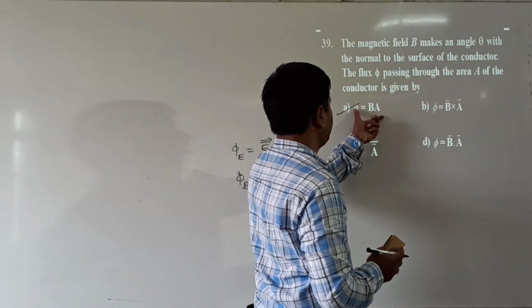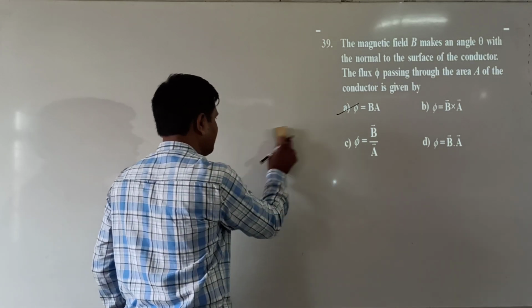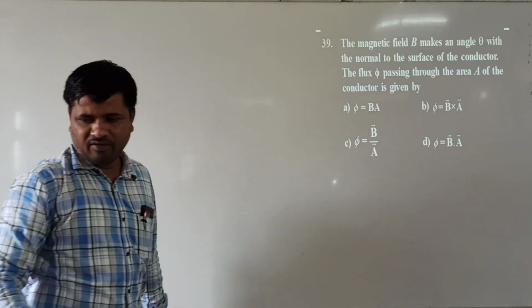So phi is equal to BA, and that option is correct here. Which option is correct here? A option is correct. This is the flux formula, we are saying it directly. Now question number 40.